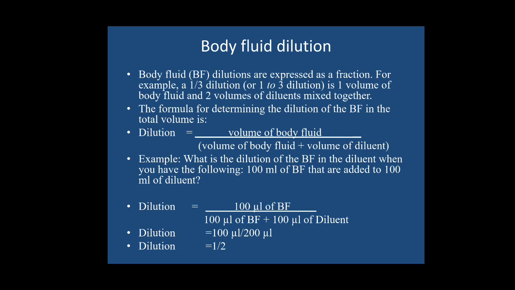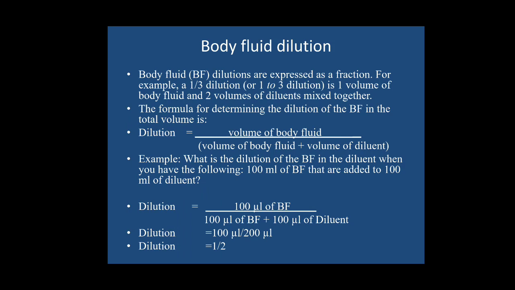So the formula is dilution is equal to volume of body fluid divided by volume of body fluid plus volume of diluent. Okay, so if we have 100 ml of body fluid, what is the dilution? It will be 100 ml, then you are adding 100 ml diluent. So that will give you 1 by 2 dilution.